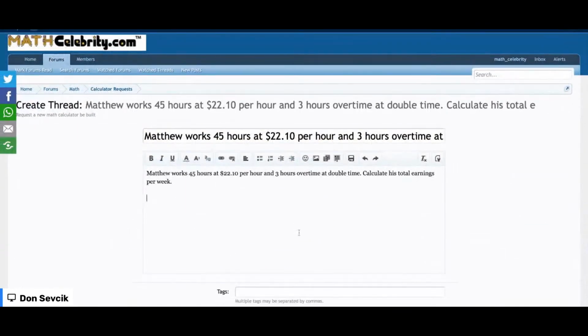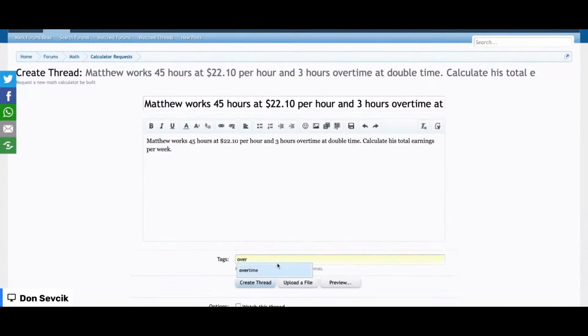Matthew works 45 hours at $22.10 per hour and 3 hours overtime at double time. Calculate his total earnings per week. All right. If Matthew gets 3 hours overtime, then his regular time is 45 minus 3 equals 42 hours. 3 hours overtime, 45 hours total worked.